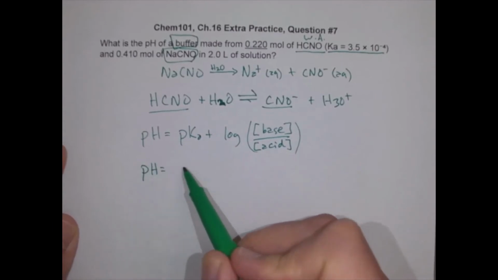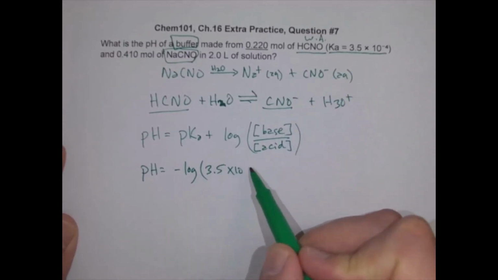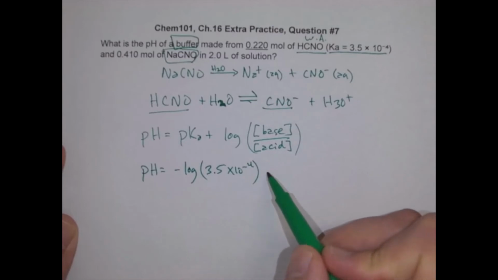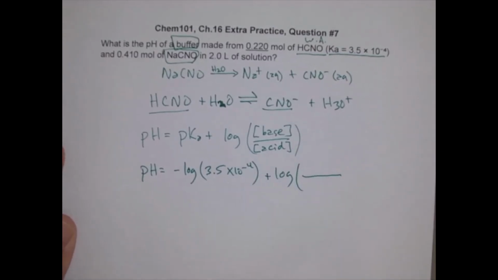So the pH is going to be equal to the negative log of the Ka, so that's 3.5 times 10 to the minus 4, plus the log of the concentration. Now I want to point something out here.